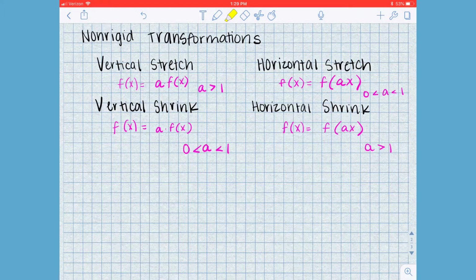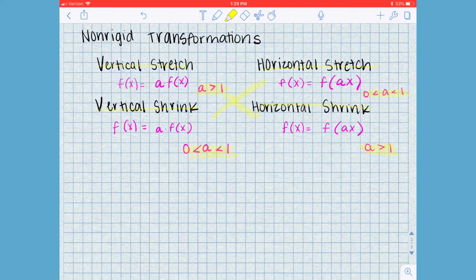What I always tell people is notice how A greater than 1 goes with a vertical stretch and a horizontal shrink. They're across from each other in this diagonal direction. And vertical shrink is between 0 and 1, whereas a horizontal stretch is between 0 and 1. So again, they are diagonal from one another as well. If you get into a habit of writing vertical stretch, vertical shrink, horizontal stretch, horizontal shrink in this format, it's a good way to help you remember.